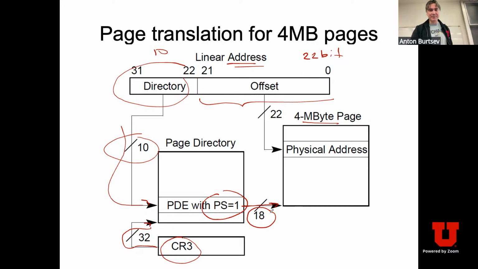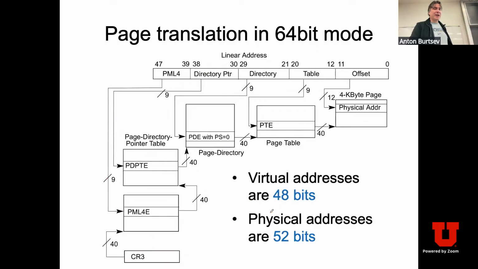4 megabyte pages. The next question, okay, what happens on 64-bit mode? Because for 64-bit mode, the physical addresses are much larger. Modern machines up to like 5 years ago allowed only virtual addresses of 48 bits, and now 52 bits are allowed. And essentially, instead of 2 levels of a page table, we now use either 4 levels, or for this mode, a 5-level page table.